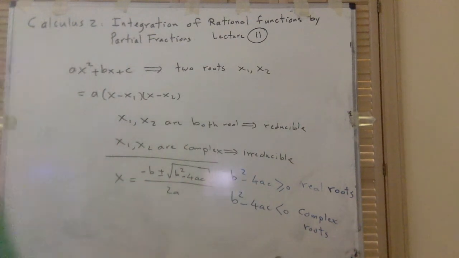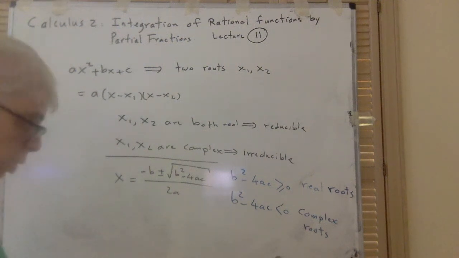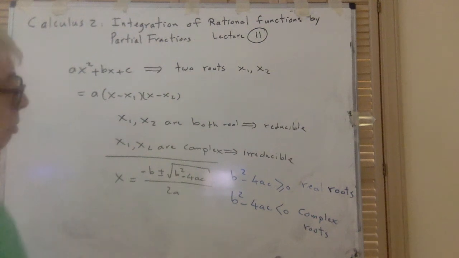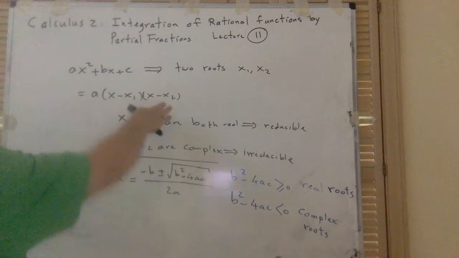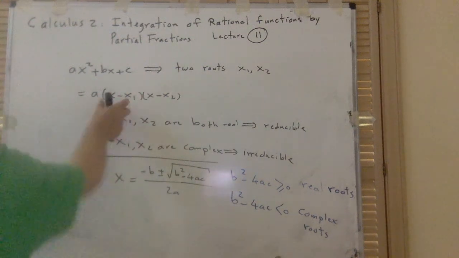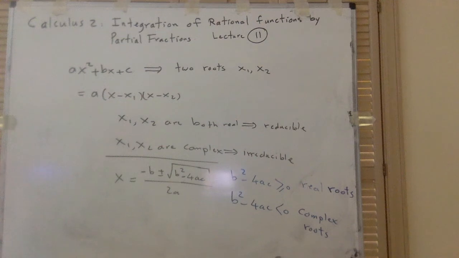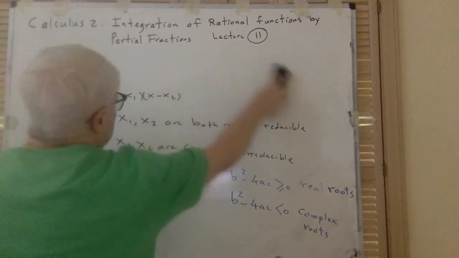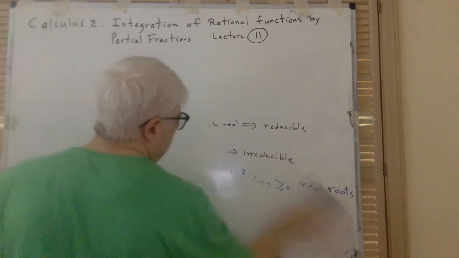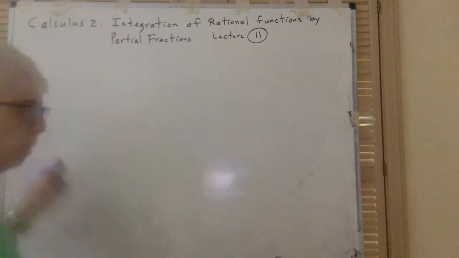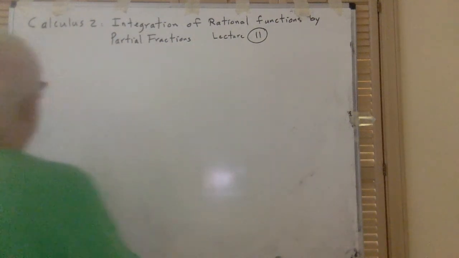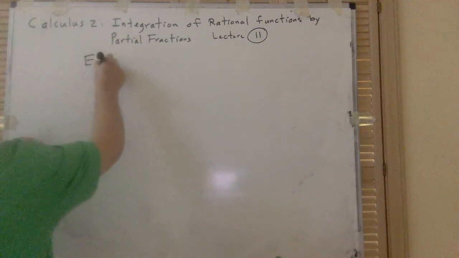So when you are given a quadratic function like that, you can find b squared minus 4ac. If that is less than 0, then it has complex roots, so it cannot be factored with real linear components. Let me give you some examples of this.